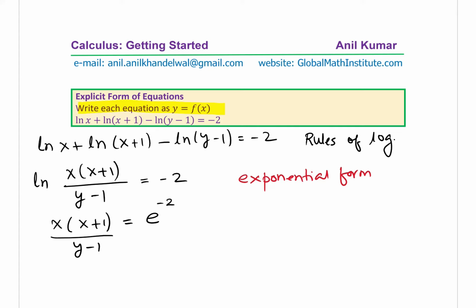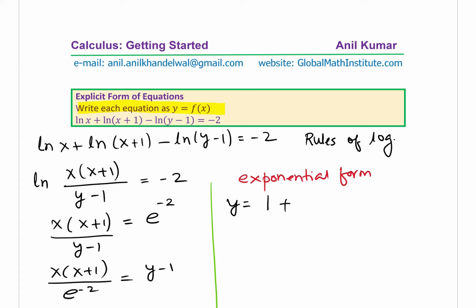Correct? So we can now cross multiply. So we get x times x plus 1 over e to the power of minus 2 equals y minus 1. Now it is simple. We can say what y is equal to. Taking 1 to this side, and e to the power of minus 2 could be written in the numerator. So we have 1 plus e squared, which is a constant, times x times x plus 1. Correct? So that becomes the answer for the given question.